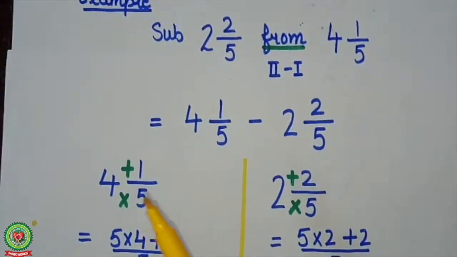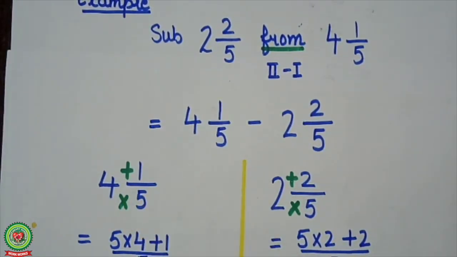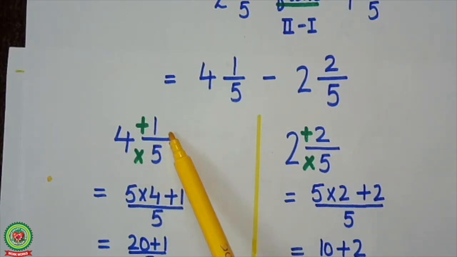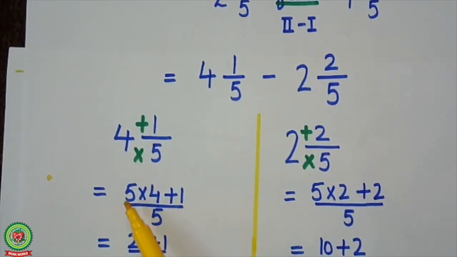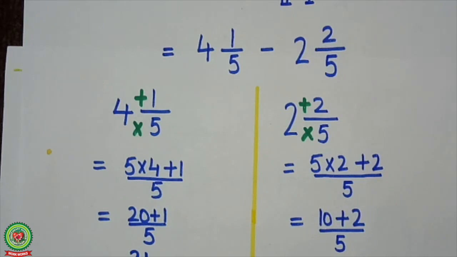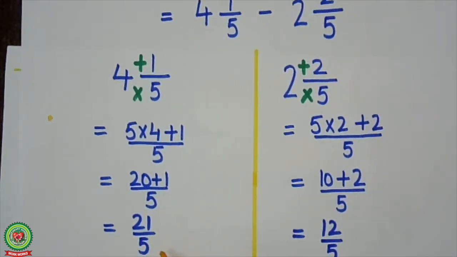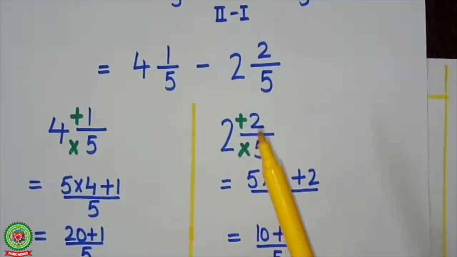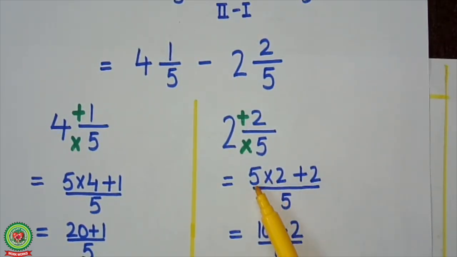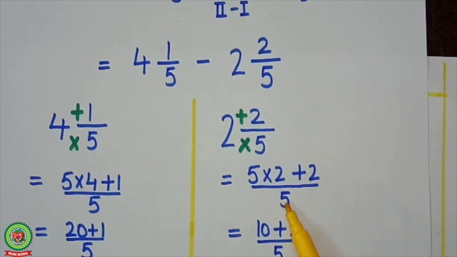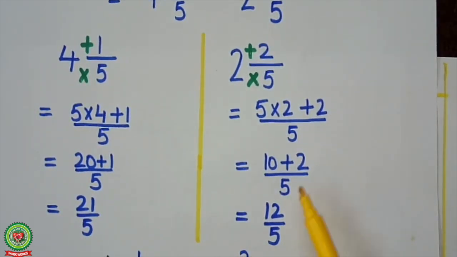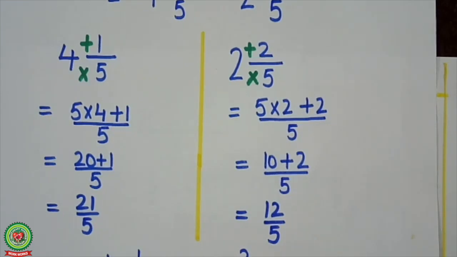Now let's change 4 whole number 1 upon 5 into improper fraction. It will come 5 multiplied by 4 plus 1 upon 5. Now 5 fours are 20. 20 plus 1 upon 5. It will come 21 upon 5. On the other hand, 2 whole number 2 upon 5. We will write here 5 multiply 2 plus 2 upon 5. It will come 10 plus 2 upon 5, which is equal to 12 upon 5.